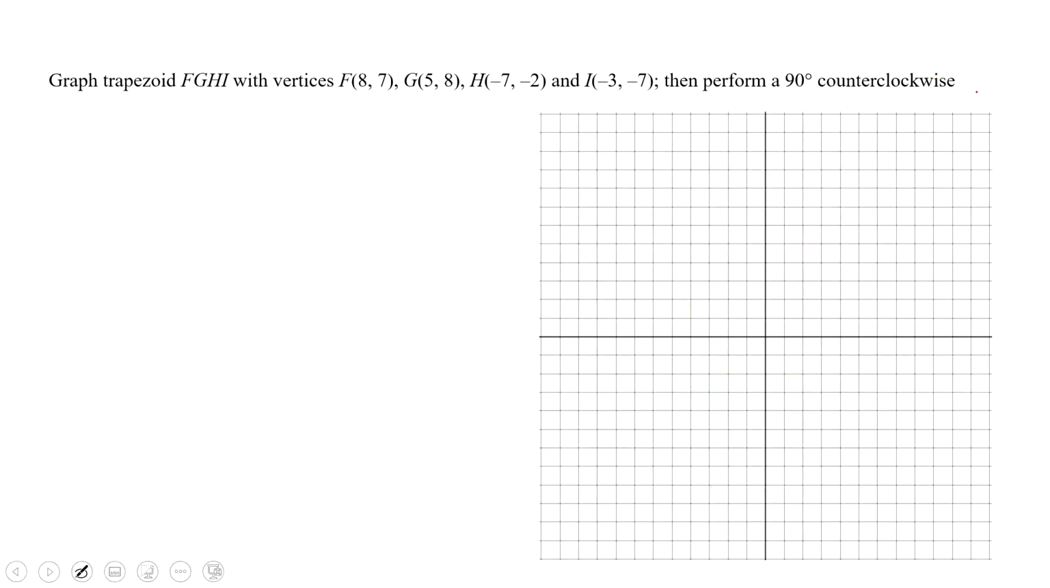And then this, I believe, is the last one, the trapezoid. We want you to graph it, then do the 90-degree rotation. Again, I want you to enter the coordinates into Edpuzzle for the new spots, and then come back and check and see how you did.